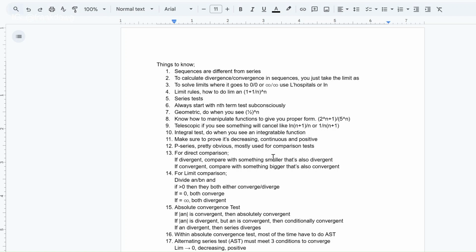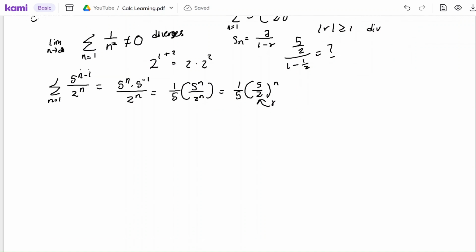Telescoping series. Telescoping series are important, where you see something like ln of (n plus 1) over n. Wait, I wrote it wrong. It would be ln of (n plus 1) over n, something similar to this. But before I get to that, I'm going to talk about what a telescoping series is. So a simple telescoping series would be something like n minus 1 times n.